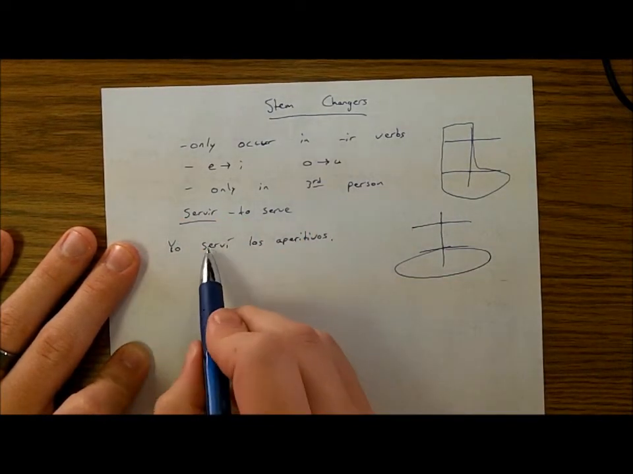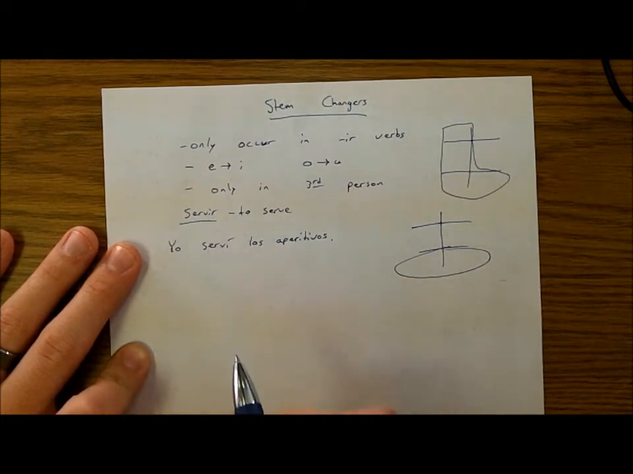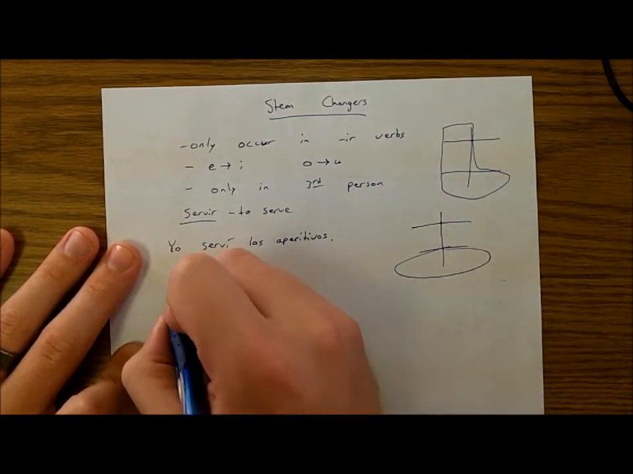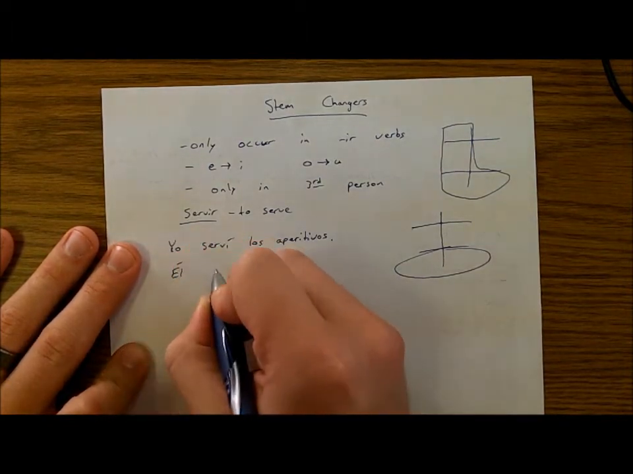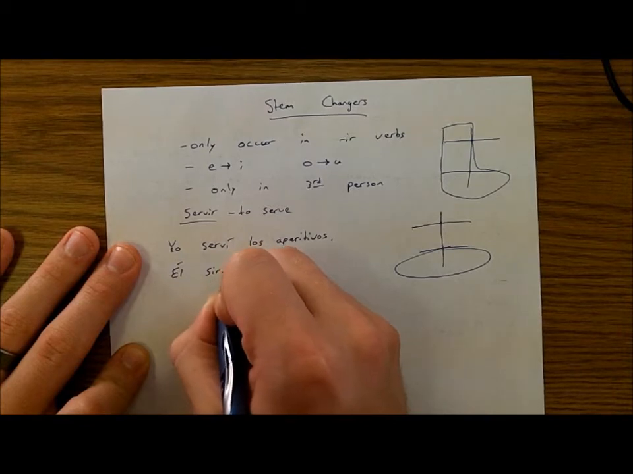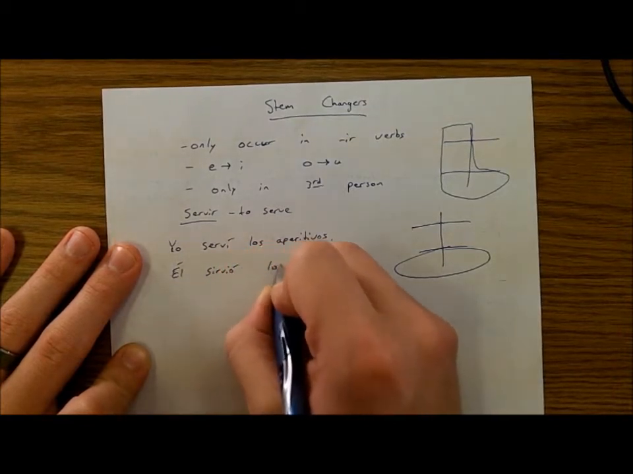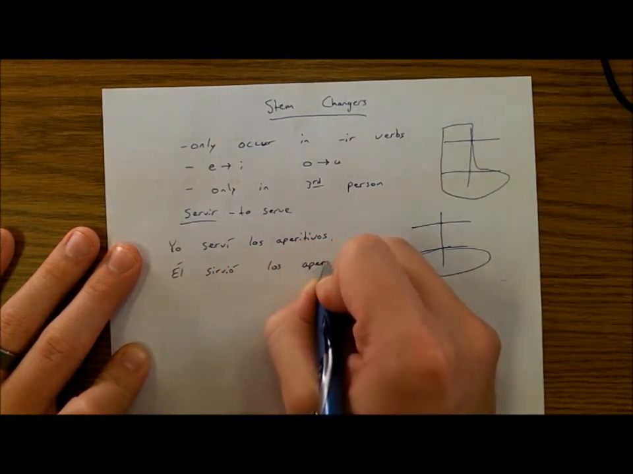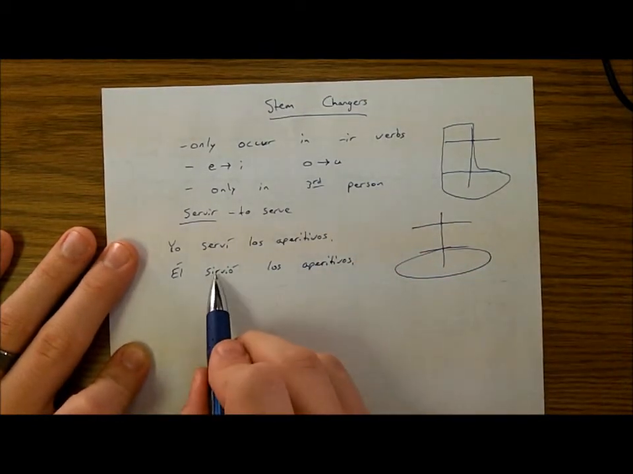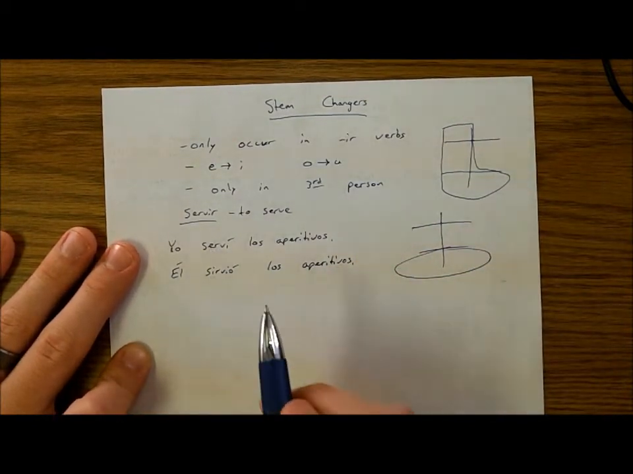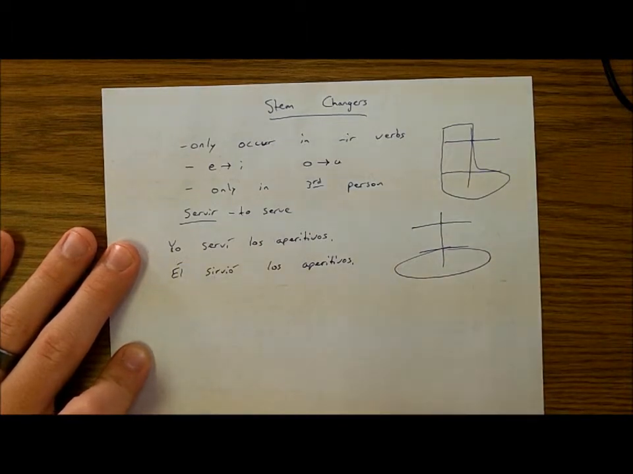As you can see, there's no stem change. It's exactly how we just take off the -ir and add the correct ending. However, with the third person, like he served the appetizers, él sirvió los aperitivos. He served the appetizers. This e right here changes to an i in that third person.